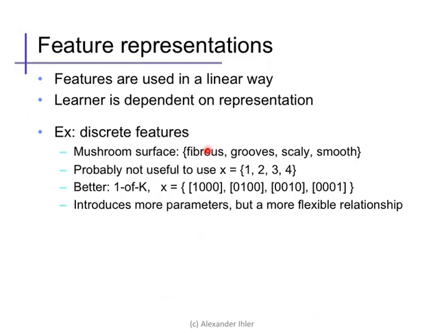So an alternative is to convert this into a 1 of k representation, where we create 4 binary-valued features, and turn on exactly 1 depending on the value of that discrete class. So if fibrous, we output features 1, 0, 0, 0, and if smooth, we output features 0, 0, 0, 1. Of course, this introduces more parameters into the model, but it allows a more flexible relationship between the discrete feature and the output class.